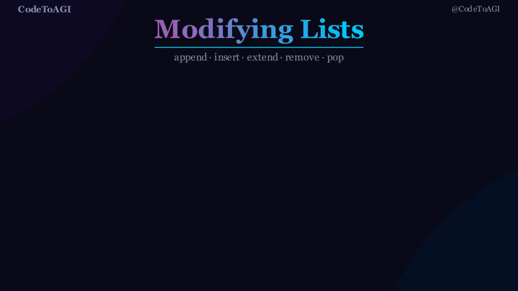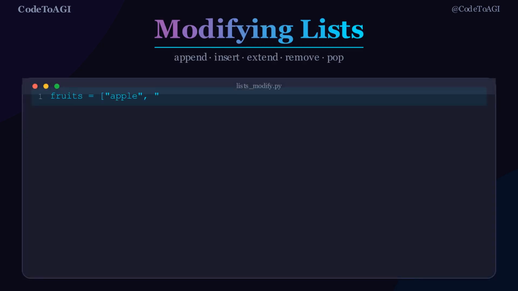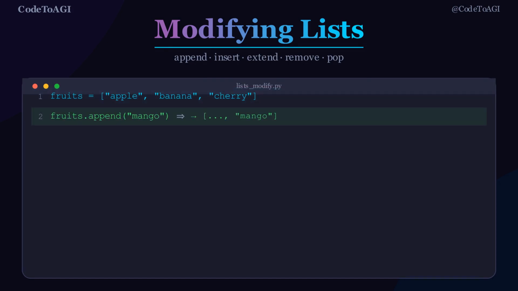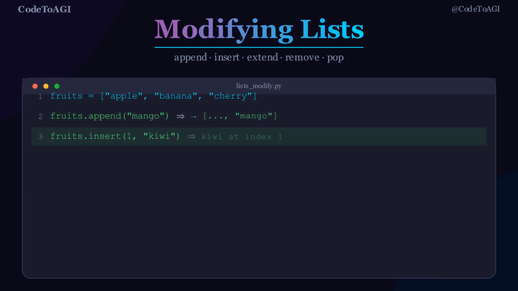Lists are mutable. You can change them after creation. There are 3 ways to add items. Append adds one item to the end of a list. Insert adds an item at a specific position. Extend adds all items from another list.